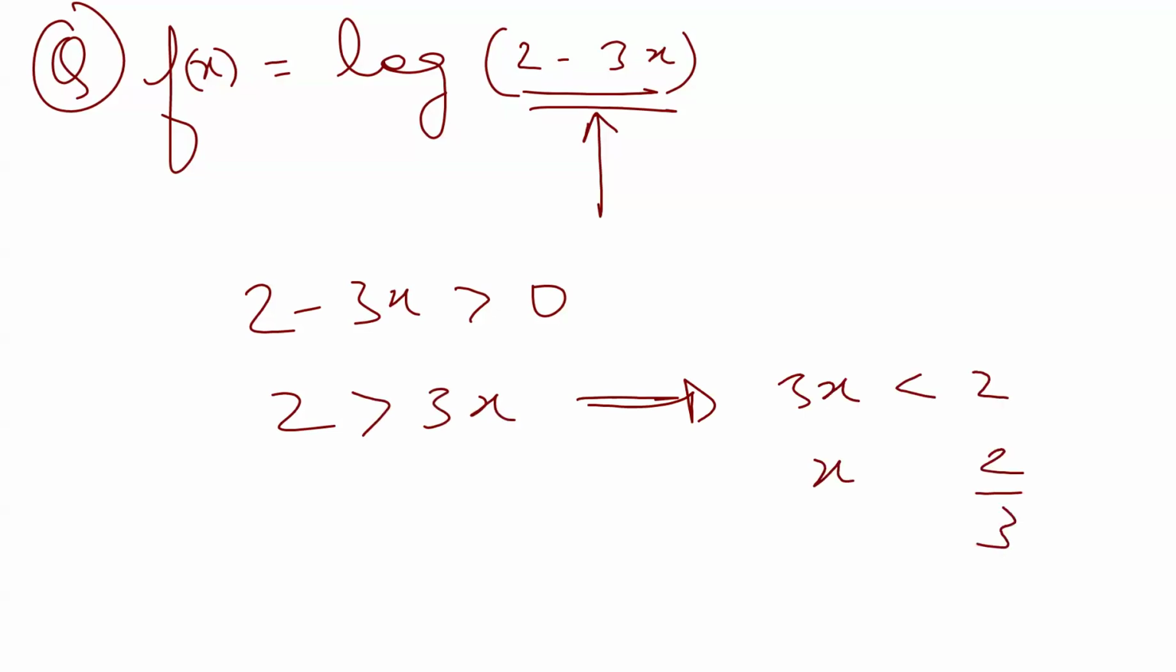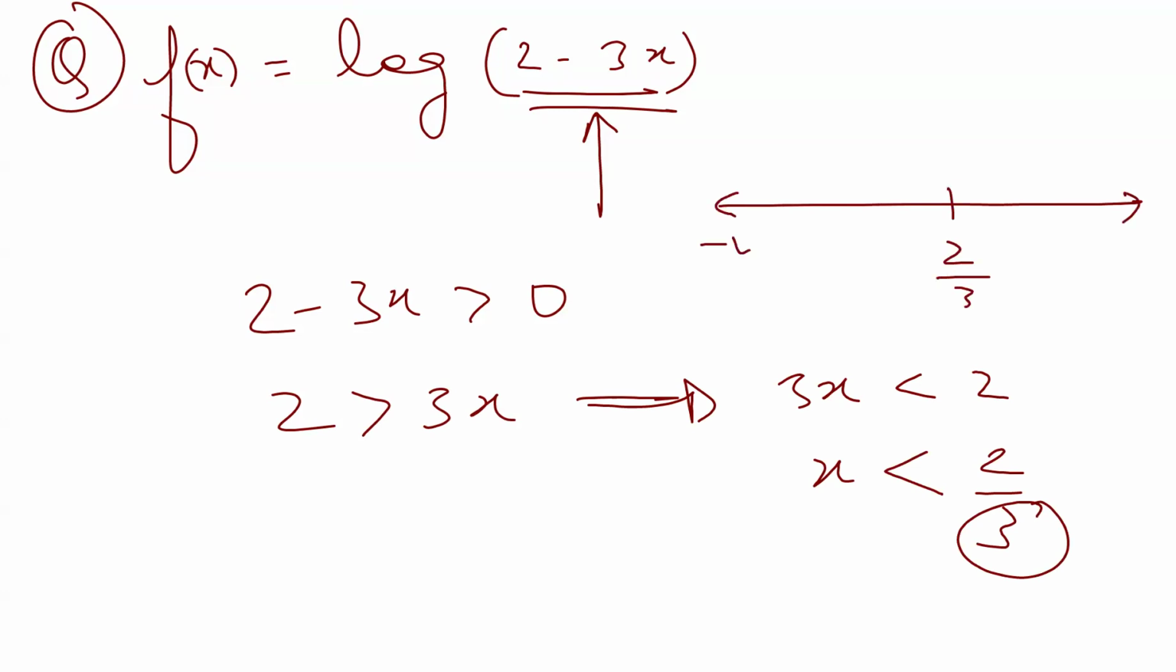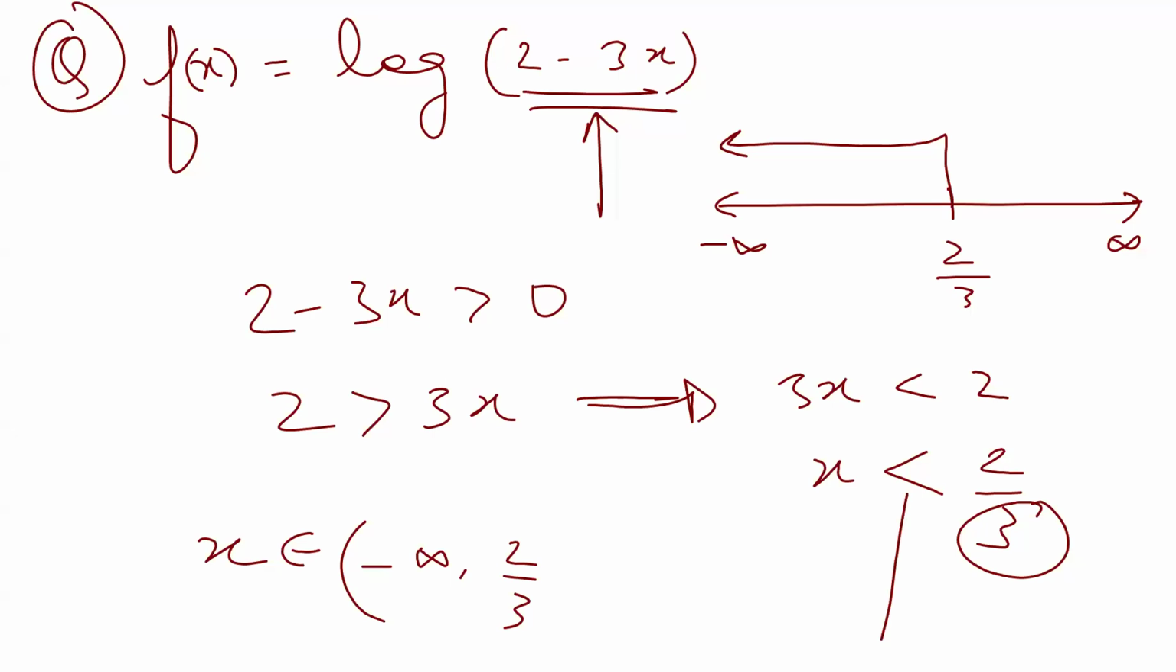Now divide by 3. Since we are dividing with a positive number, there is no sign change. So x is lesser than 2 by 3. So 2 by 3 is over here, lesser than 2 by 3. It can go up to negative infinity. Okay, so x belongs to negative infinity to 2 by 3, with a round bracket. And since we have only less than, we don't have equal to. So 2 by 3 is not inclusive, since there is no equal to sign.